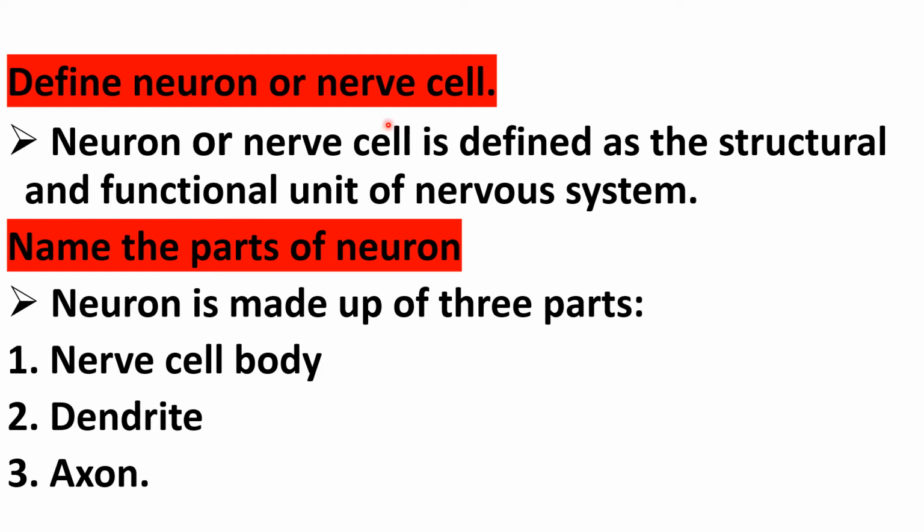Define neuron or nerve cell. So neuron or nerve cell is defined as the structural and functional unit of the nervous system. Then name the parts of neuron. So a neuron is made up of three parts: nerve cell body, dendrite and axon.